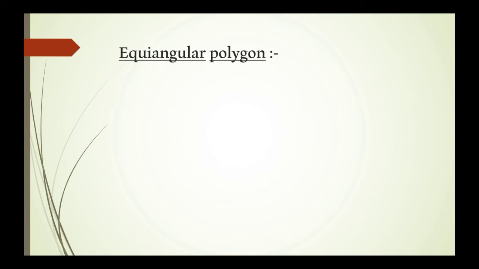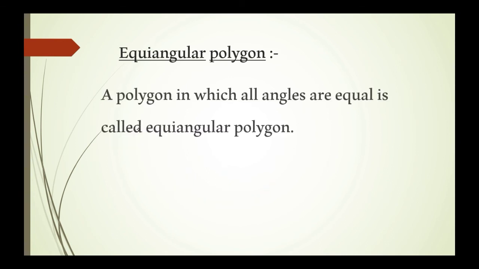Next, equiangular polygon. What is an equiangular polygon? A polygon in which all angles are equal is called an equiangular polygon. So let me take a rectangle. In this, all angles are 90 degrees. Every angle is 90 degrees, so all angles are equal. Then it is called an equiangular polygon.